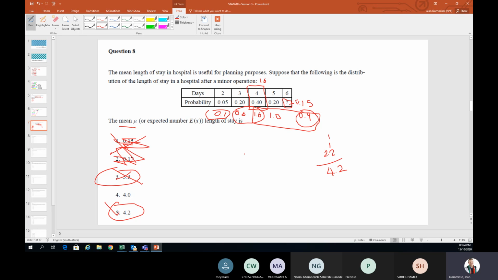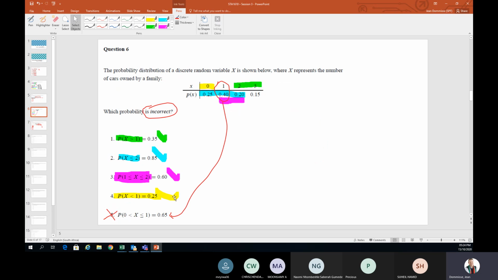Okay, so that is your discrete distribution. So basically, the important thing is to see where the probabilities are. I think the important thing is to know if they say bigger than or bigger and equal to. I think that is the one that they normally try to catch you out with, using those signs.